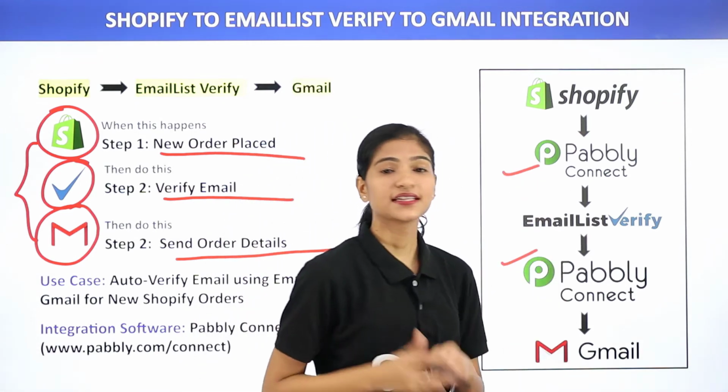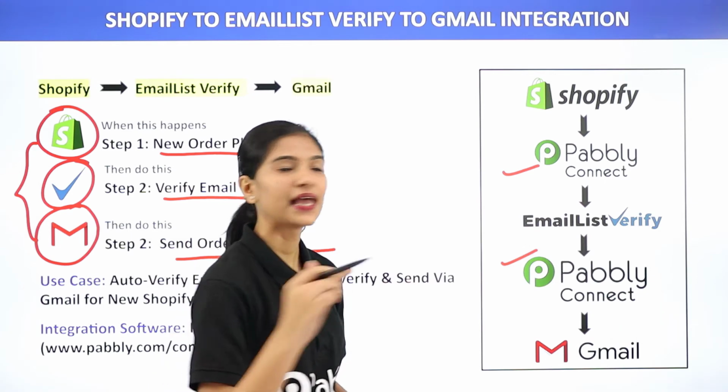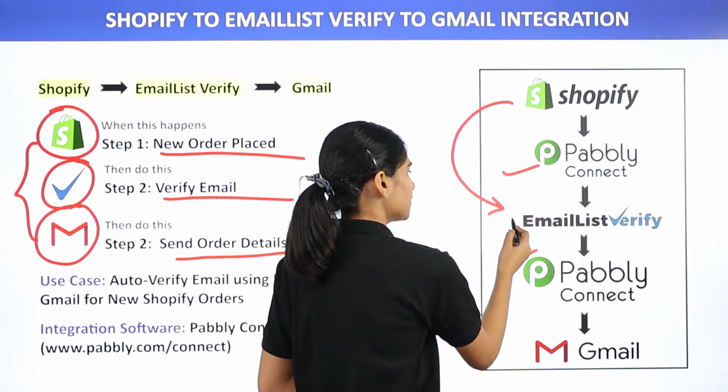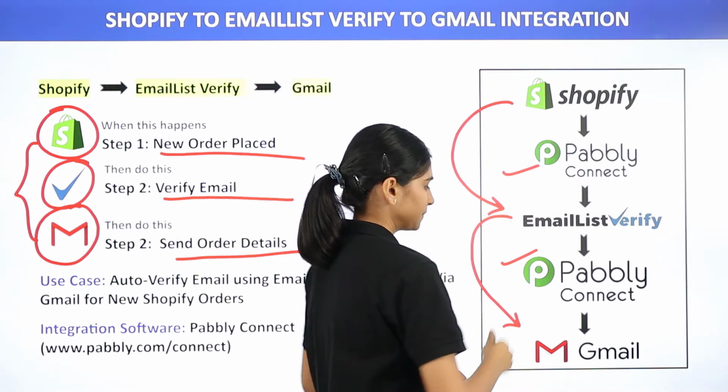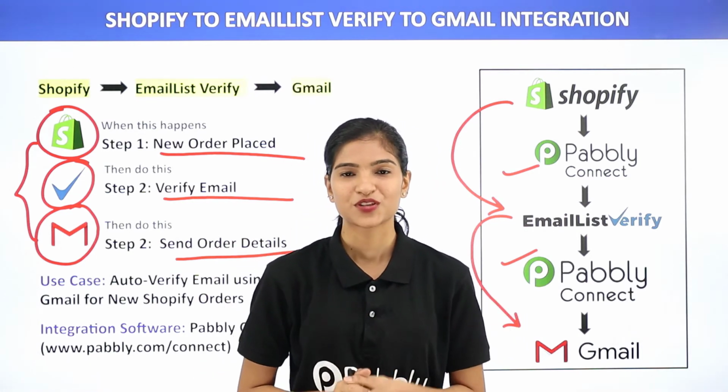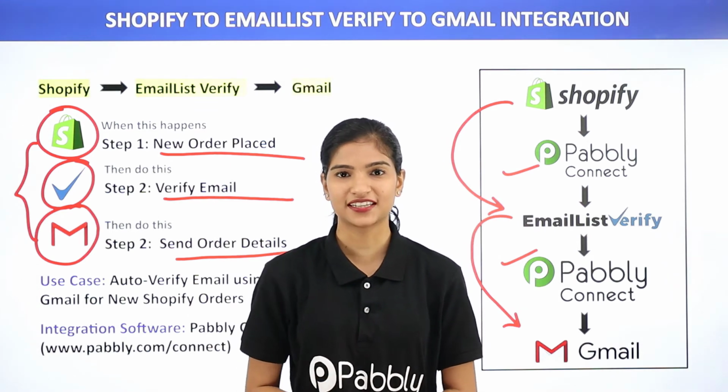So Pabbly Connect is an integration software which will help you to transfer data from Shopify to Email List Verify and then from Email List Verify to Gmail. The best part here is you don't require any knowledge of coding. So let me show you this on my screen.